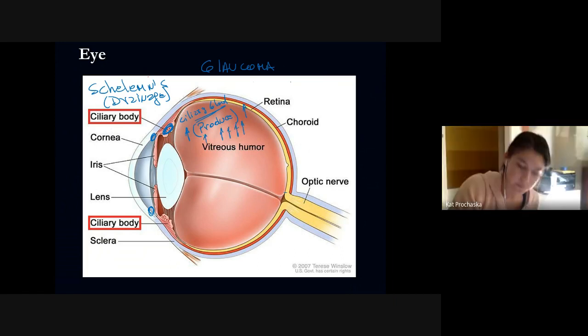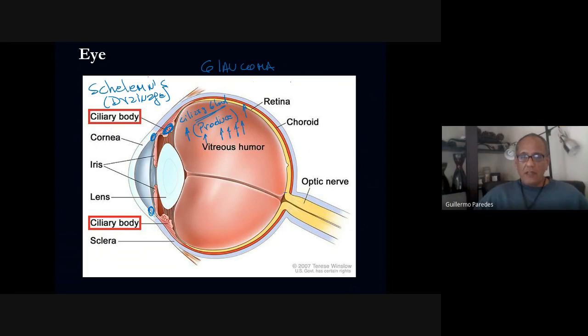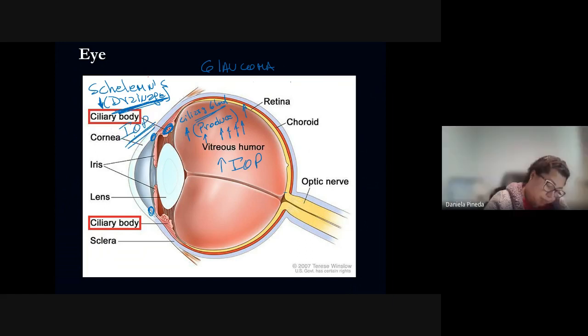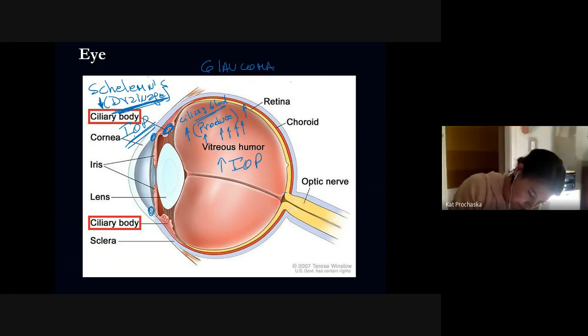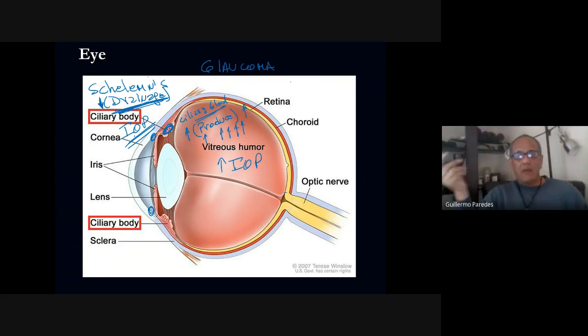Yes. And the other cause that is going to lead to an increase of intraocular pressure is a decrease in the drainage. If you have a decrease of the drainage, the fluid starts to accumulate, increasing the intraocular pressure. Okay with that? Yes. Okay, so that is what happens in glaucoma.